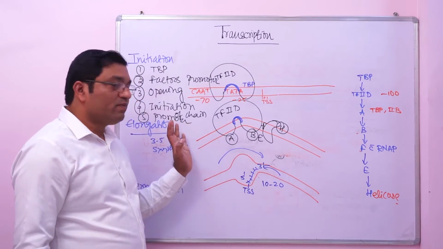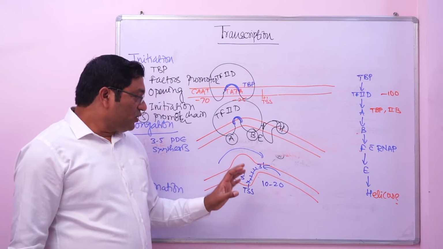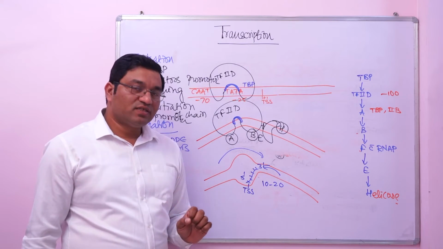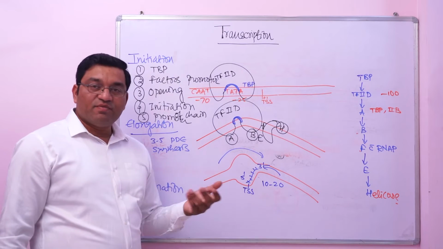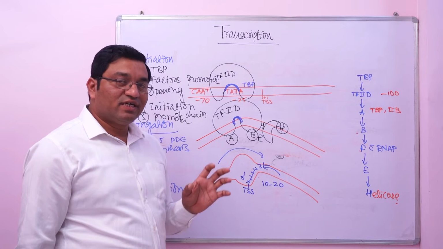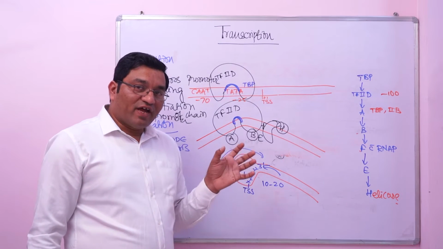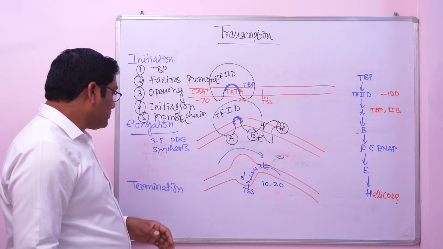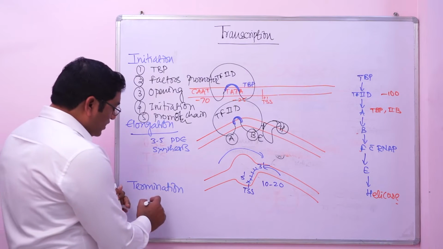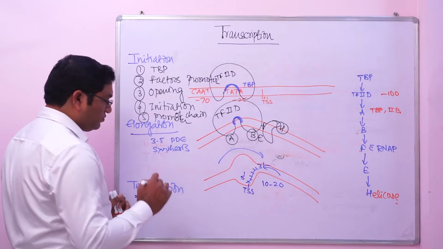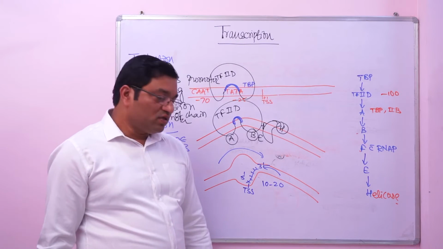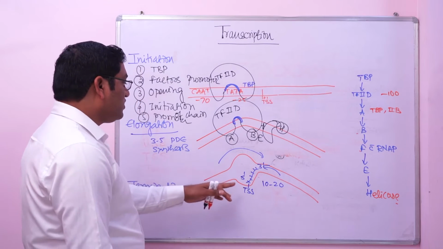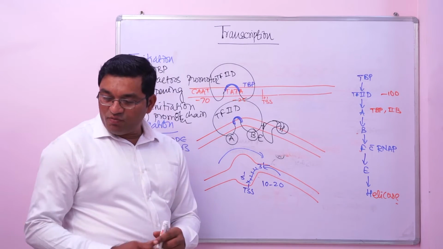The difference between DNA polymerase and RNA polymerase is, first, no proofreading by RNA polymerase, and second, no primer is required for RNA polymerase. It can synthesize the fragment on its own. So this is the difference. Now how will termination occur? There are some signals in the newly synthesized RNA molecule.